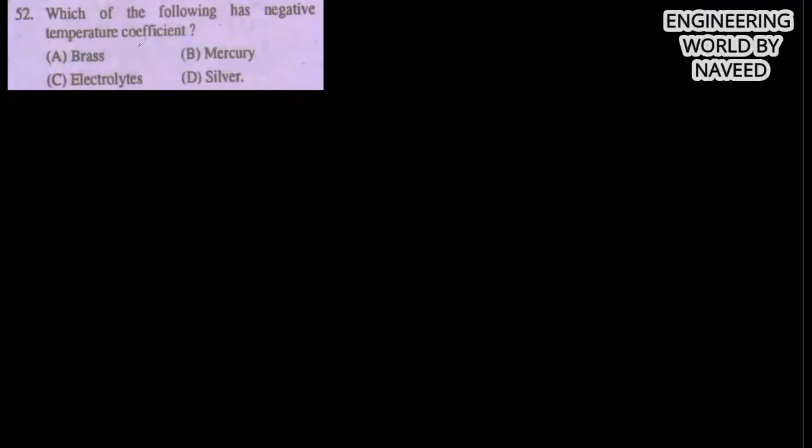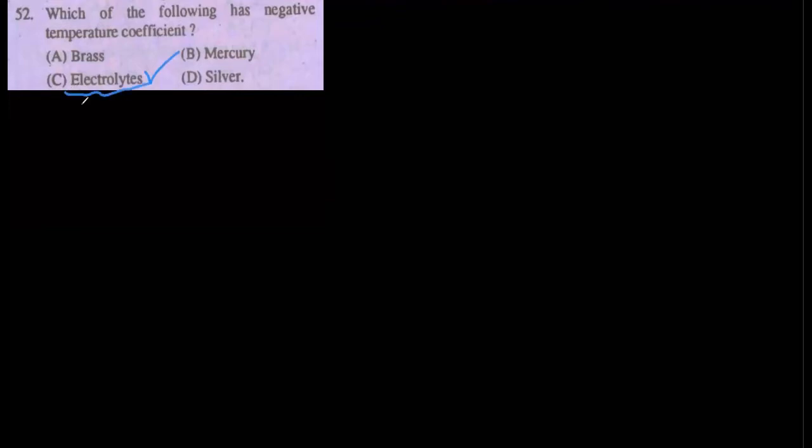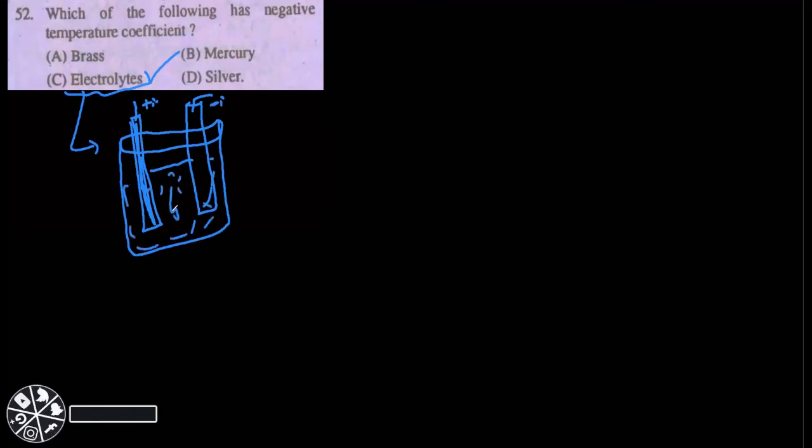Okay, next MCQ is, which of the following has negative temperature coefficient? Brass, mercury, electrolytes, silver. So that is electrolyte, because in electrolyte you have a beaker. Here we have anode, here we have cathode, and here we have solvent. If you increase the temperature, then the electrons will gain that energy. So it means we are increasing the energy of this liquid. If you increase the temperature like this, you are giving energy to the solvent.